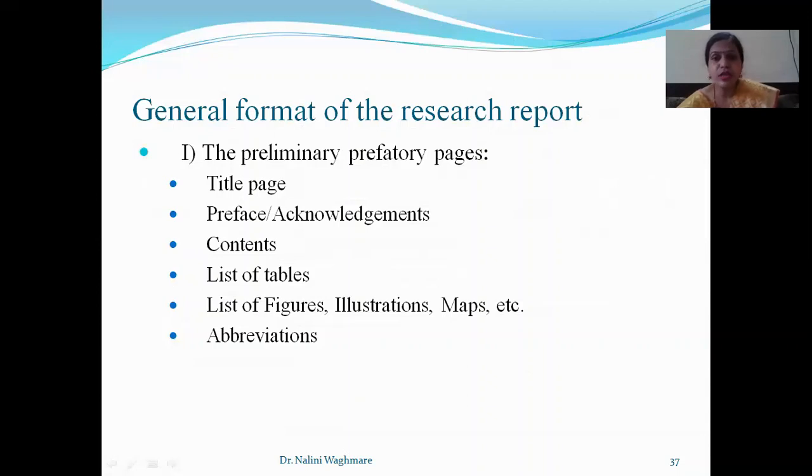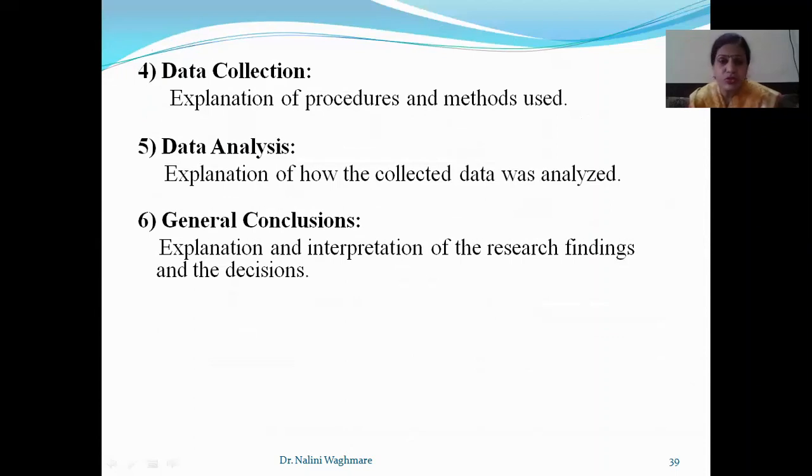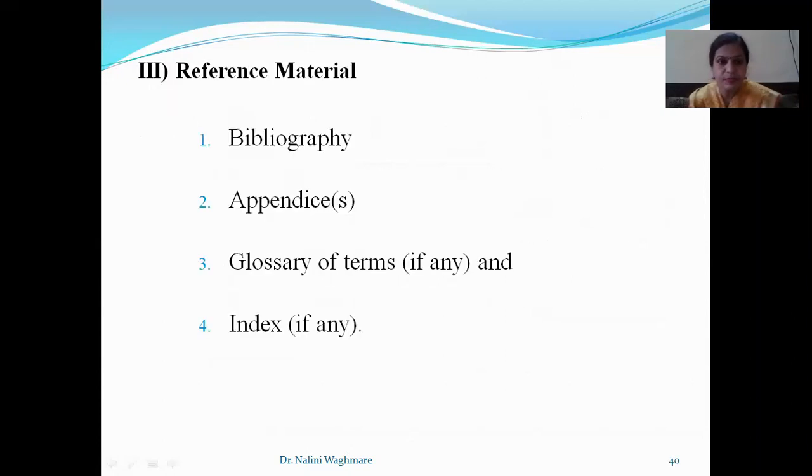Then the general format of a research report. I have mentioned here the preliminary pages: title, preface, acknowledgements, contents, list of tables, list of figures, abbreviations. Next, the general introduction, explaining the theoretical or practical context, what and why. Review of literature, a critical summary of different facets of the related existing sources. Then the conceptual framework of the study, explanation of the hypothesis and research question. Then the data collection process and methods which you use. Then data analysis, explaining how the collected data was analyzed. Then the general conclusion, explanation and interpretation of research findings and decisions. Then reference material also comes under research: bibliography, appendices, glossary of terms, index.